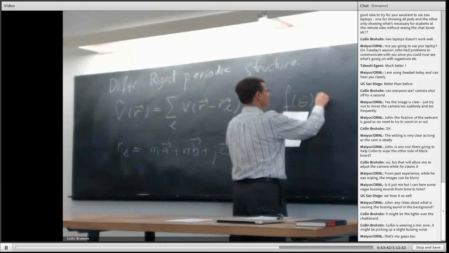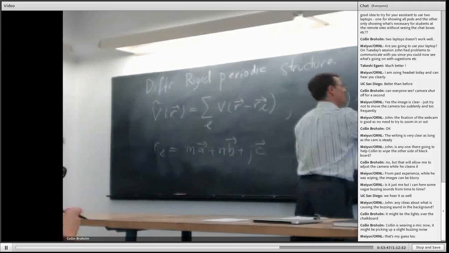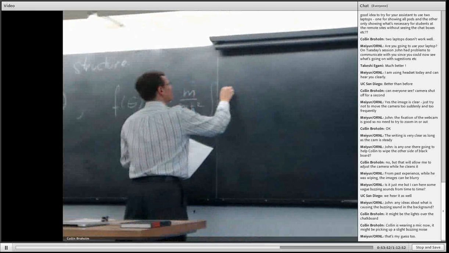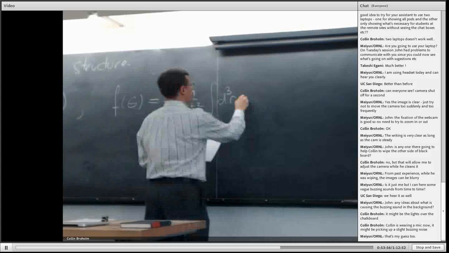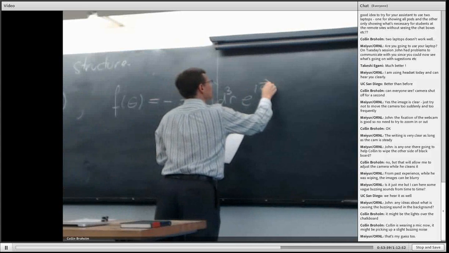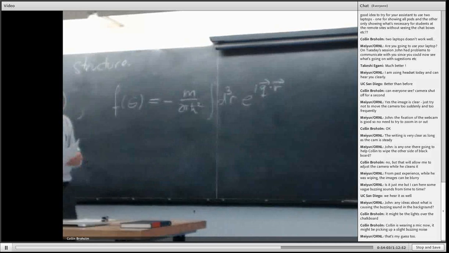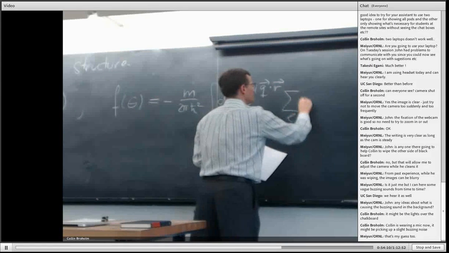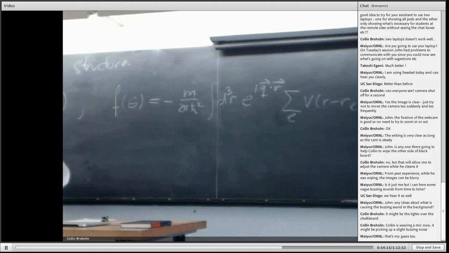Okay, so the expression that I'm supposed to calculate is like this: m divided by 2 pi h bar squared. And then I'm supposed to do a Fourier transform, so d3r, of my full potential. So it's e to the i q dotted with r. And remember that q is the wave vector transfer, k incident minus k scattered. And then I'm going to have here my summation over L, V of r minus R_L. So that's what it looks like.